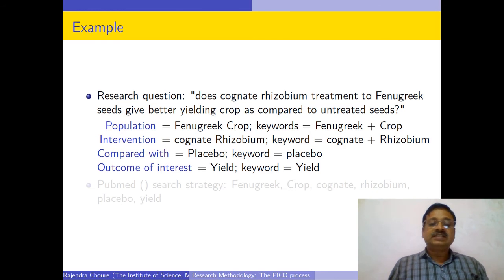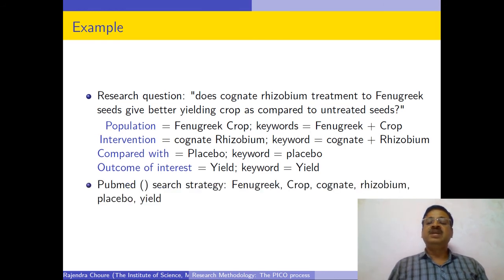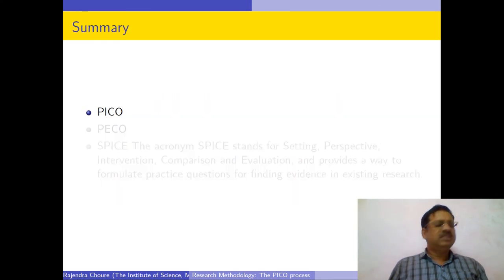Based on these, your PubMed search strategy keywords will be fenugreek, crop, cognate, rhizobium, placebo, yield. All these shall be there in your literature search, and you have to collect the research papers based on this. If you want to include a time strategy, then you can define the time period. If you want to include a method strategy, which methods are used for the particular research, then you can include those methods in your search query. This is a short one on how to go for literature search.